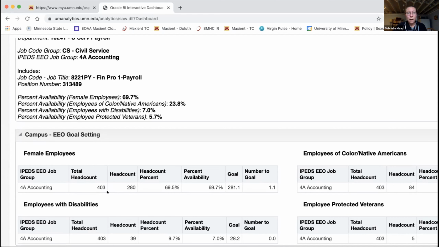So 280 of those 403 people are women in that position. That's 69.5%, pretty close to our goal, right? 69.7% is our availability number. If you apply that availability number to our total head count, our goal would be to have 281.1 of the 403 be women. Because this number is higher than this number, we have a number to goal. In order to reach our affirmative action goal on women in this category, we would have to hire 1.1 more women, and then we would have reached our goal.